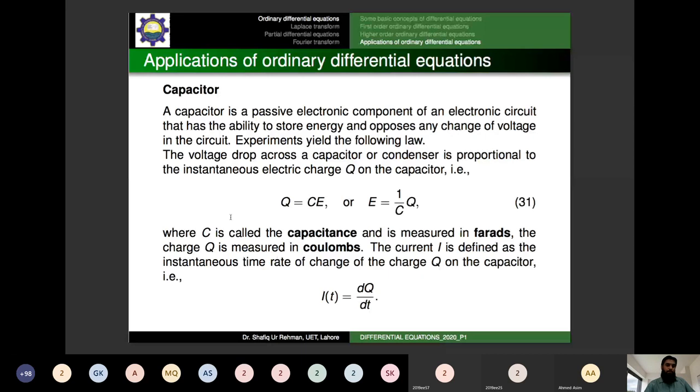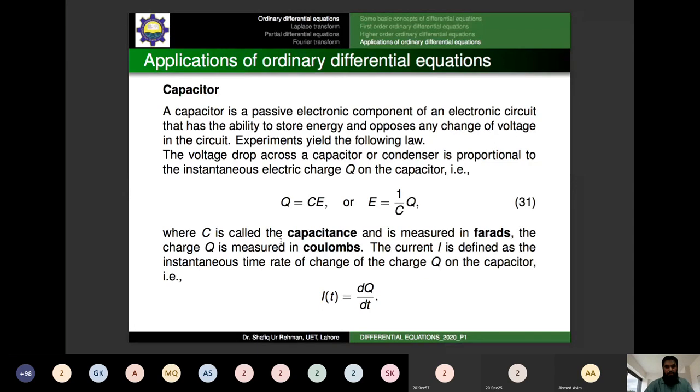Experiments yield the following law. The voltage drop across a capacitor or condenser is directly proportional to the instantaneous charge. By introducing a constant of proportionality C in this case, eventually we will be having an expression for E. We have an expression for a resistor describing the resistance for the resistor. In the case of a capacitor, we will be having E is equal to 1 upon C times Q, where C is called the capacitance.